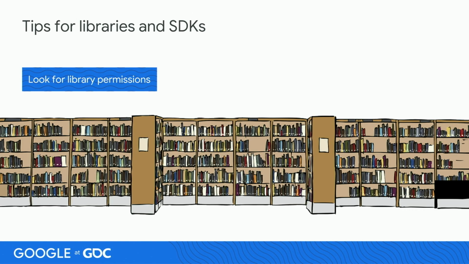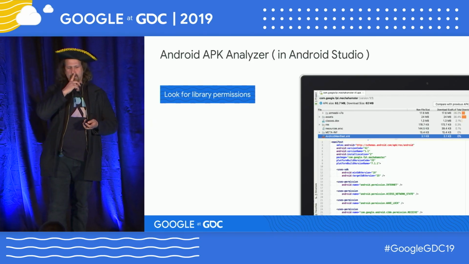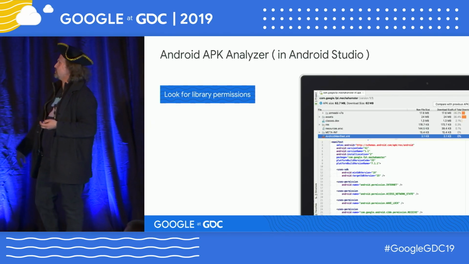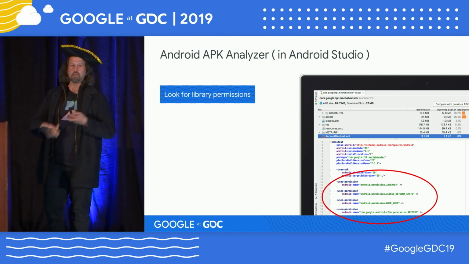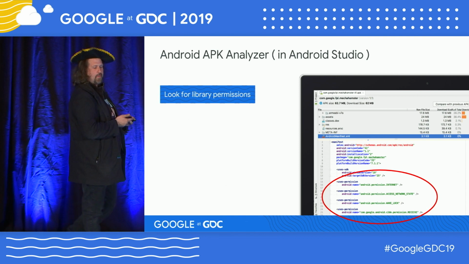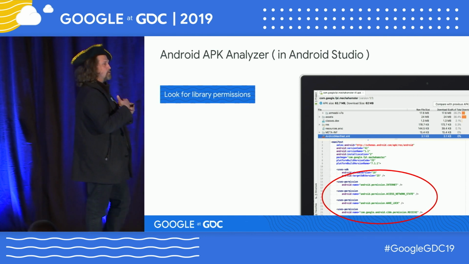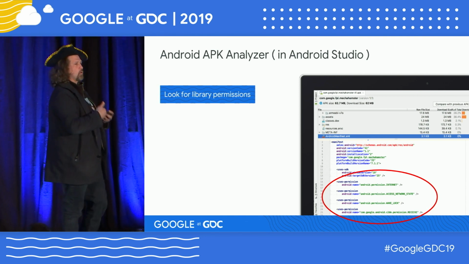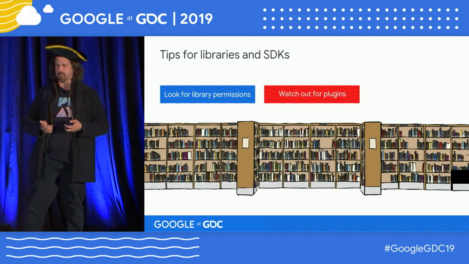Now, one of the things you should look for is that Android library projects, these SDKs and tools, can include library permissions. So they actually have their own Android manifests. And once again, we can use our favorite tool, the APK Analyzer, to actually look at all of the permissions that your app is actually going to end up requesting. And it's really important, again, for you to understand why your game ends up requesting each one of these permissions.